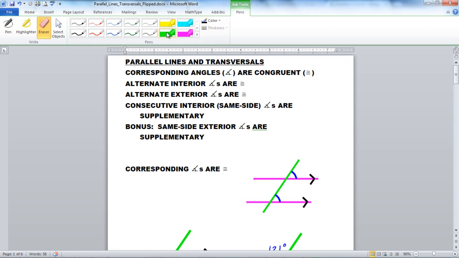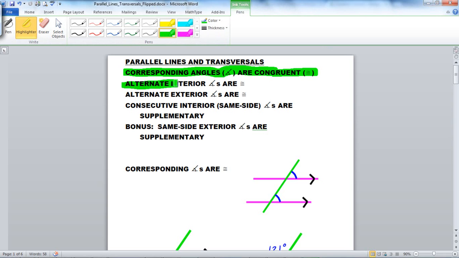Hi you guys, today we're going to talk about parallel lines and transversals. And in this first part, top right here, I've given you all the topics we're going to talk about. Talk about corresponding angles. Corresponding angles are congruent with parallel lines.